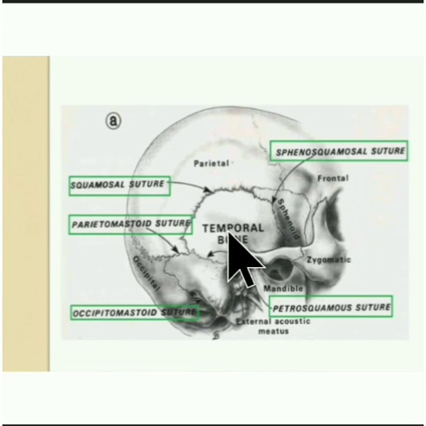Here the temporal bone, as I have already said, articulates with the parietal, occipital, sphenoid and zygomatic bones, and the sutures formed are: the spheno-squamous suture with the sphenoid and squamous part; the squamosal suture between the squamous part of the temporal bone and the parietal bone; the parieto-mastoid suture with the parietal bone and the mastoid part; the occipito-mastoid suture with the occipital bone and the mastoid part; and the petrosquamous suture between the petrous part and the squamous part.